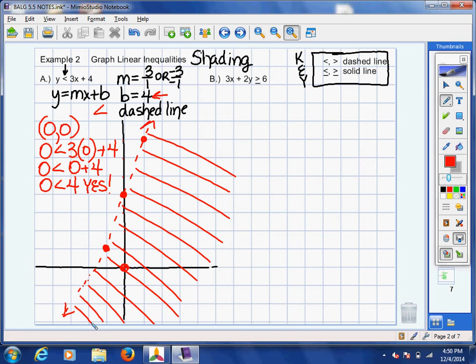So with inequalities, you got to slow down. You graph your line the same way, but you either dash the line or keep it solid, and then you have to shade one side or the other of the line. Okay? That's the difference, shading and whether it's a dashed or solid line.